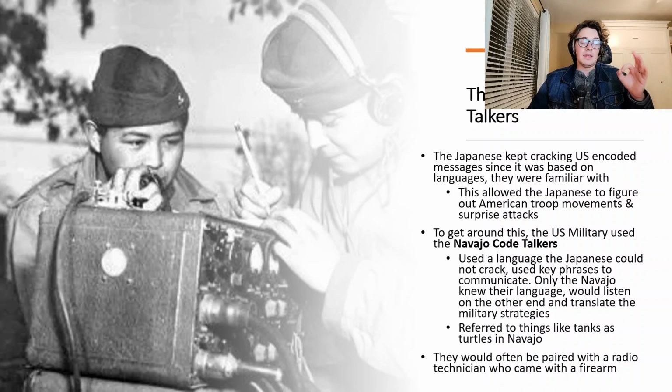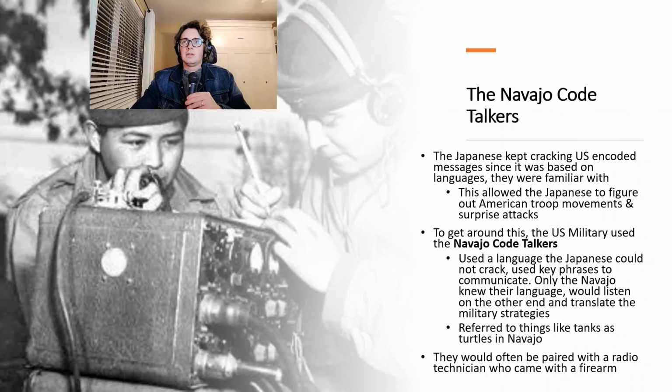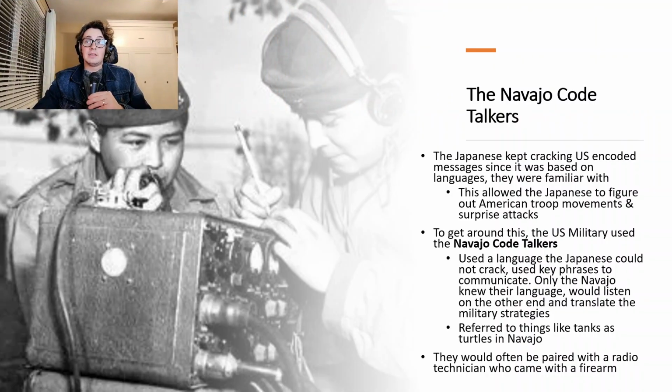All the time, these Navajo Code Talkers were paired with a radio technician who came with a firearm. Reason being is if the Navajo Code Talkers were ever caught, the radio technician was basically taught to kill them on sight. If they are getting caught by Japanese forces, it's a sad, tragic truth, but the Navajo Code Talker needs to be taken out. Because if the Japanese capture a Navajo Code Talker, they are going to go ahead and torture him and try to get him to break all of the secrets to decipher the code for the Japanese.